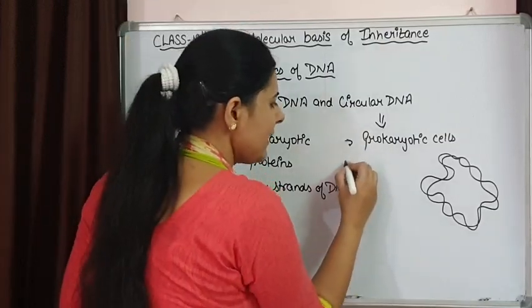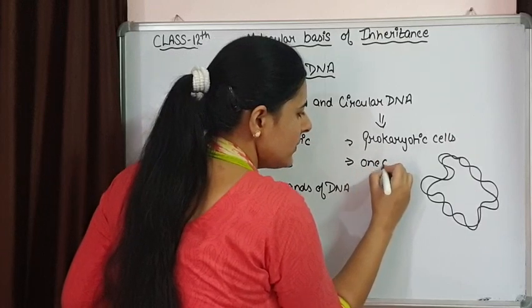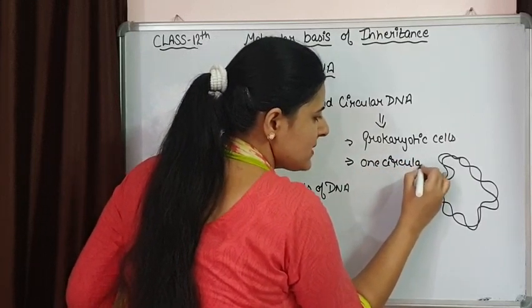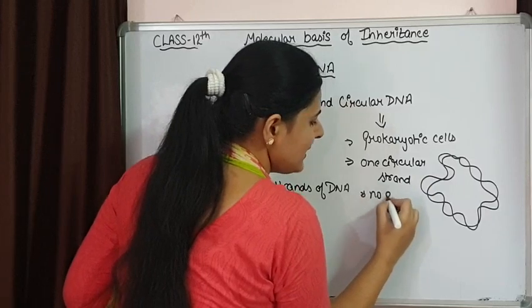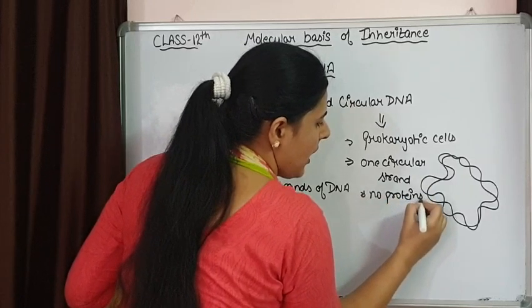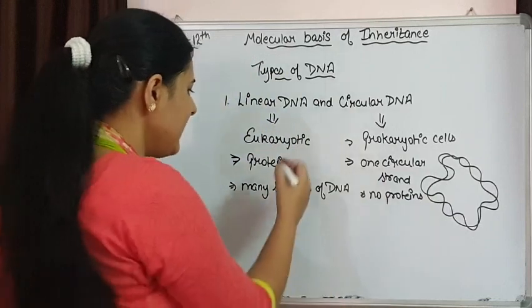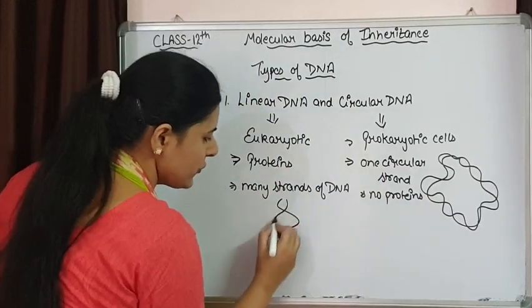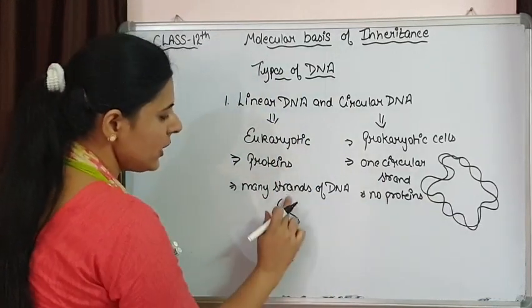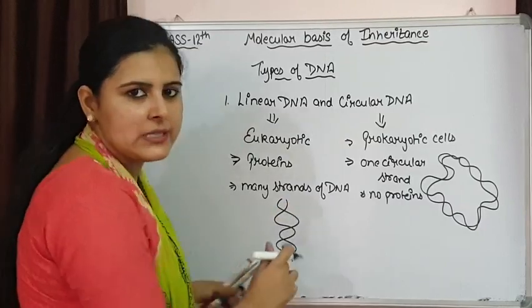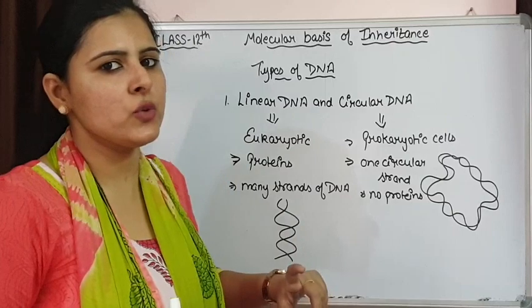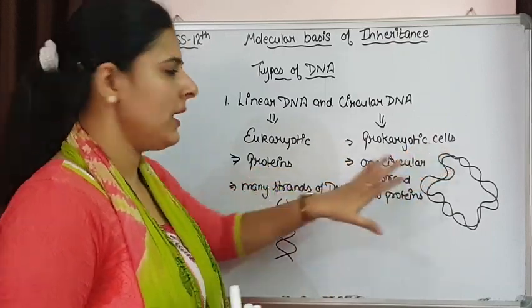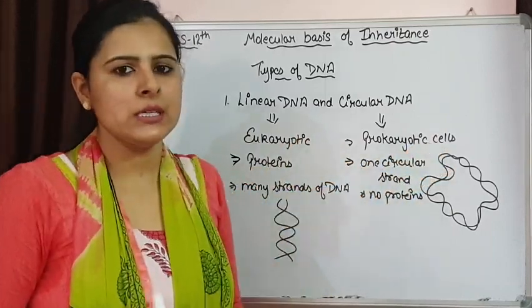So I can write one circular strand is present and no proteins are associated. This is, and here like this we are going to find a linear DNA with two free ends. This is the difference between the types of DNA we are going to find in prokaryotic cells and eukaryotic cells.